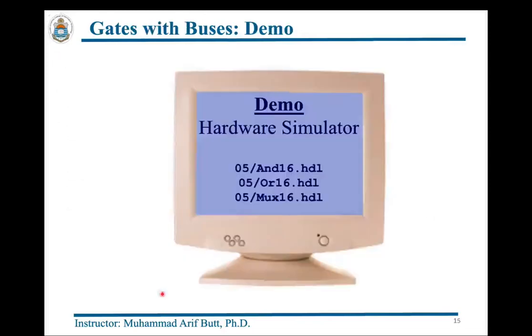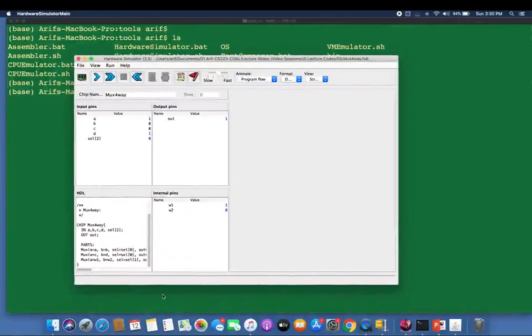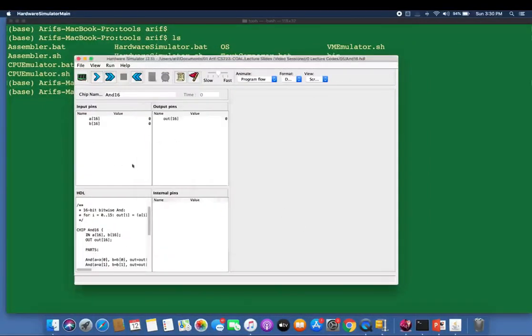Okay, now it is the time to practically see these concepts on the hardware simulator. Okay, over here, let me load the chip. Let me load AND16.hdl this time. This is the AND16 chip. This chip is loaded. This is the code for the AND16 gate. You can see the 16 AND chips, which are bitwise ANDing 2 bits. And over here they are placing them on out 0, out sub 1, out sub 2, and so on.